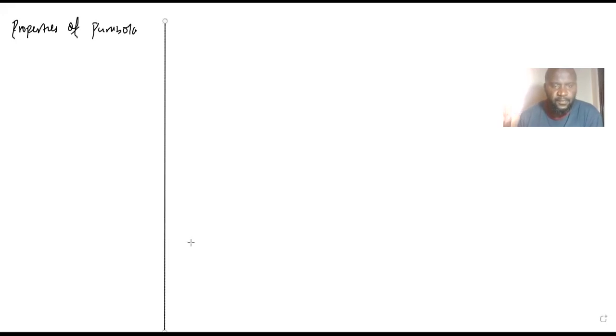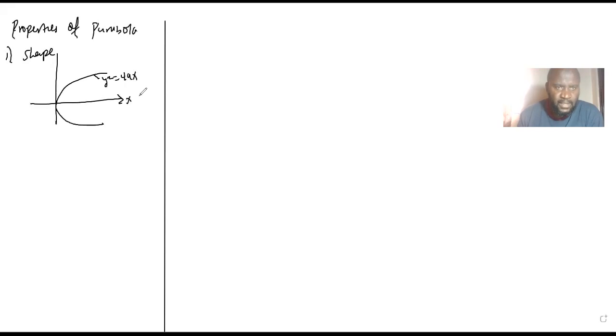Okay, let's review what we are trying to say. So we are saying properties of a parabola. I showed you one, its shape, which was of the form like this one. And this is the parabola of y squared is equal to 4ax. This has the x-axis. This has the y-axis.